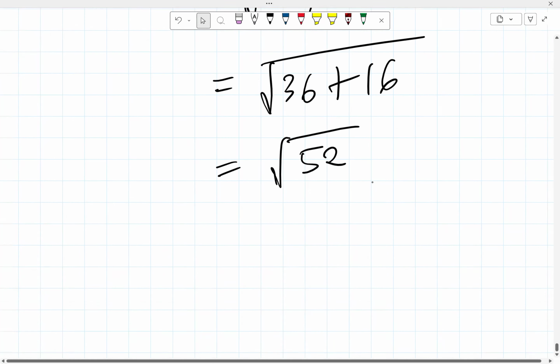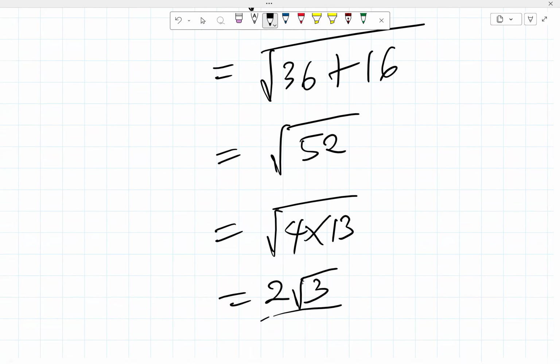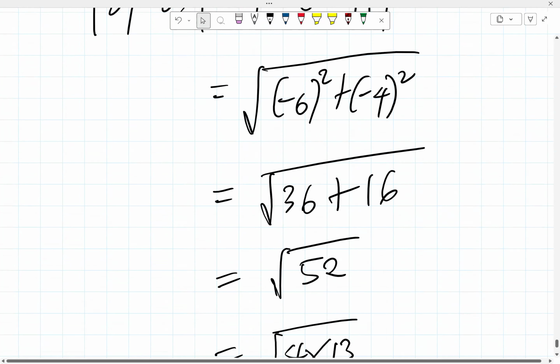And 52 is 4 times 13. That's the square root of 4 times 13. Square root of 4 is 2. Square root of 13 is a surd, so we leave it like that. Interestingly, I finished a playlist on surds recently. So that'll be 2 root 13. That's the answer to that. So that's question 4 answered.